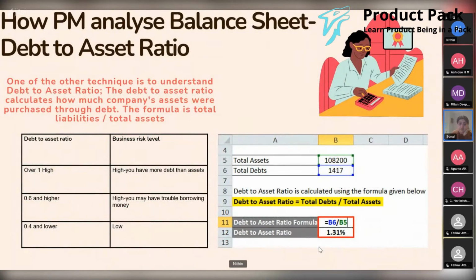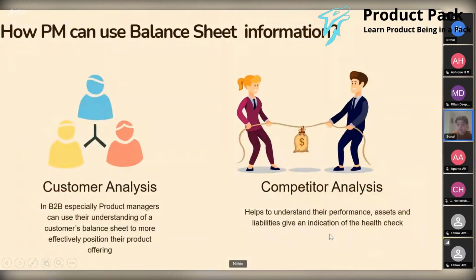The other technique that we spoke about is debt to asset ratio. As you can clearly see, the debt to asset ratio calculates how much of a company's assets were purchased through debt, and the formula is total liabilities divided by total assets, like we have shown you here. So debt to asset ratio is 1.31 in this case, for example. So what does this 1.31 mean? As a guideline, over 1 is high, you have more debt than assets, the business risk level.